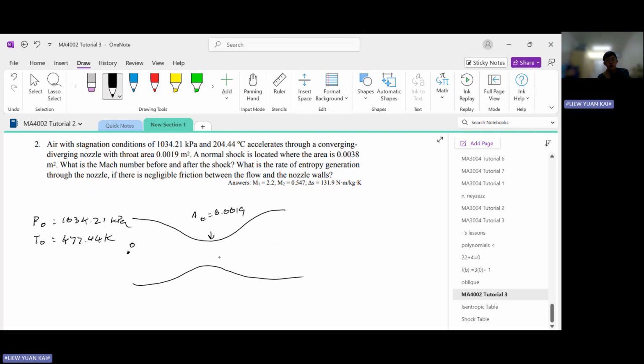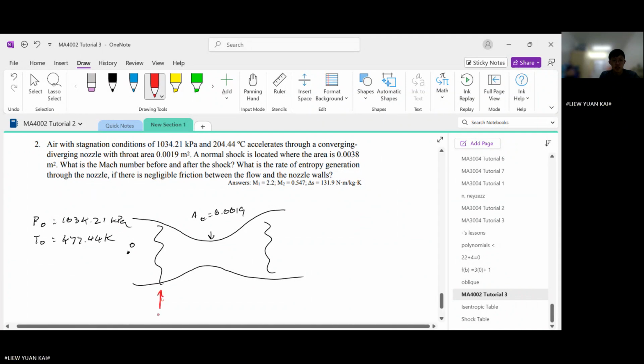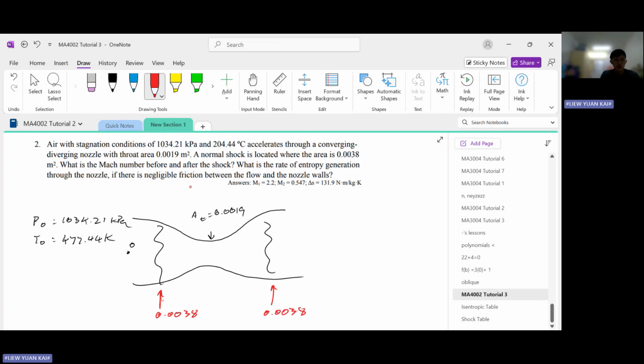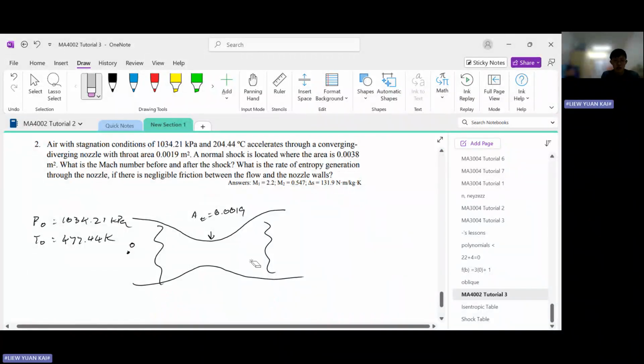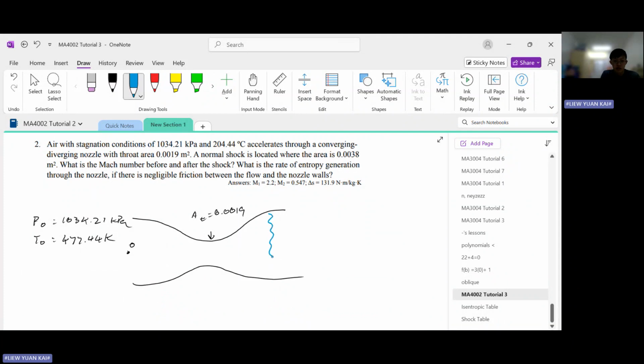Okay, so the question is, where is the shock? Is it in the converging section or the diverging section? Okay, so that's a question. Because it could be the case that here has an area of 0.0038, and here also has an area of 0.0038. The question is, where is it? Okay, and there is a correct answer. It's one of these. So the correct answer is that the shock occurs here.